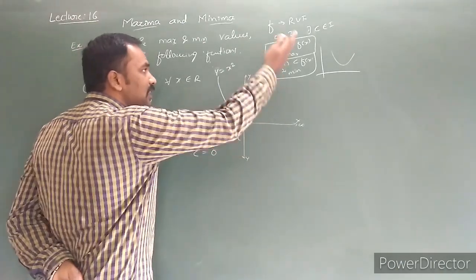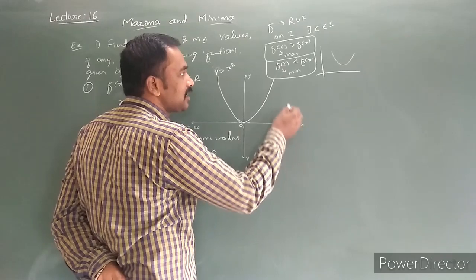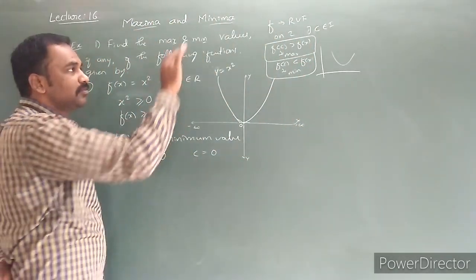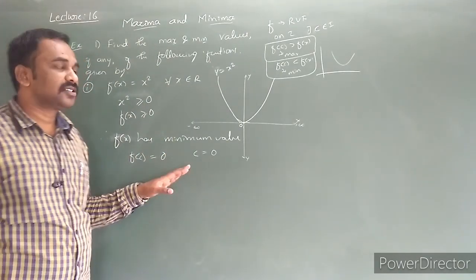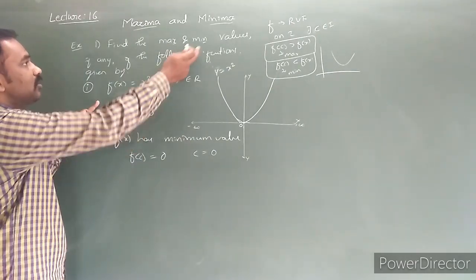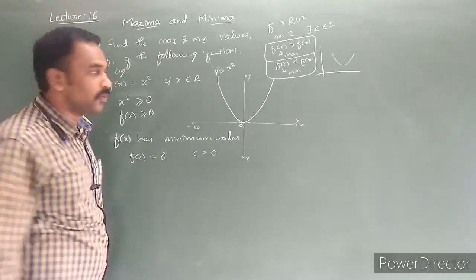Is it possible to find the maximum value? It is not possible, because on increasing the x value, the function value also increases. We can't get a fixed maximum value. Therefore, only the minimum value exists. The minimum value of the function is 0. There does not exist any maximum value.